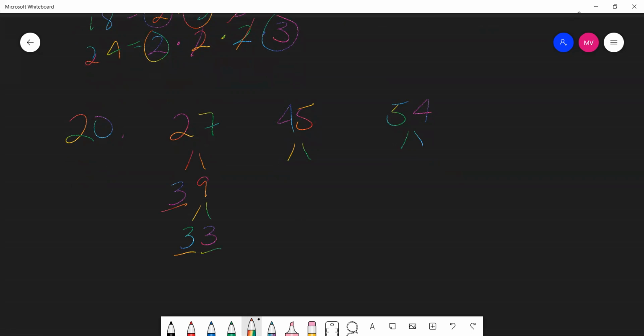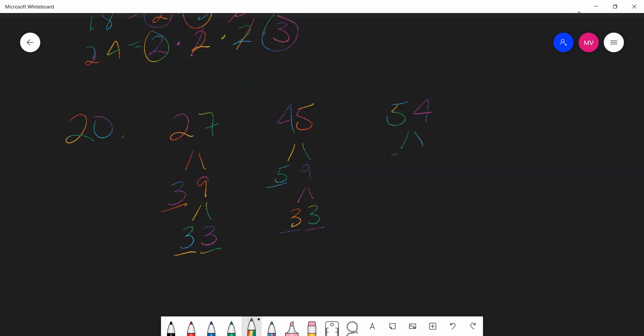Okay, so 27 we've worked out. It's 3 times 9, and then 9 breaks down into the prime number 3 times 3. Okay, so we're left with 3 times 3 times 3. 45, I would start with 5, right? 5 times 9. And then 9 is 3 and 3. And we're done. There's our prime factorization for 45.